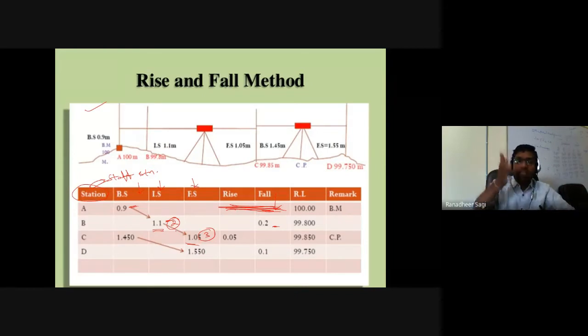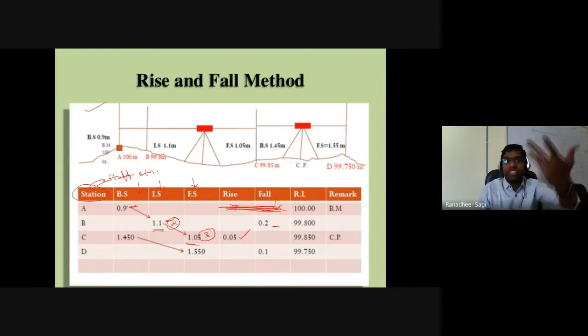Because if the reading on the leveling staff is high, it indicates that the point where you are placing your leveling staff is at a lower elevation. Only then would your line of sight on the leveling staff give you a higher value. So 1.1 minus 1.05, if I calculate, I'll get plus 0.05 meters. Whenever it is plus, it has to be listed under your rise data. So you have reached from backside till foresight.